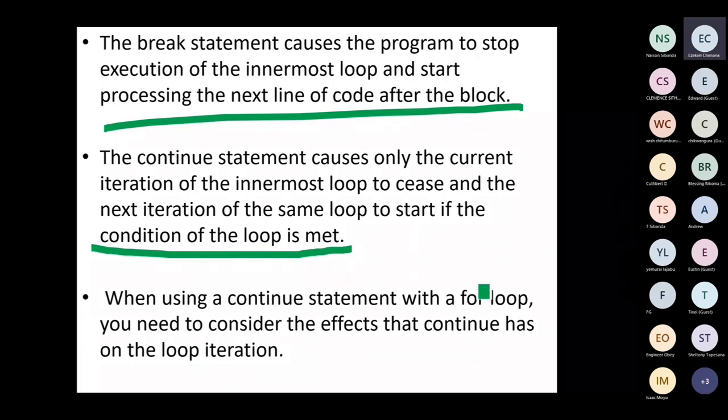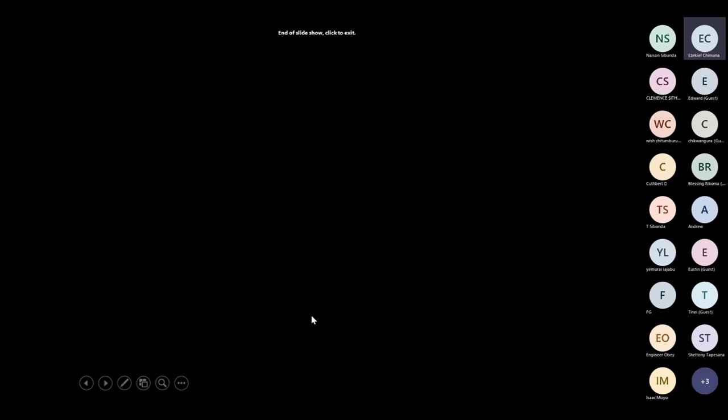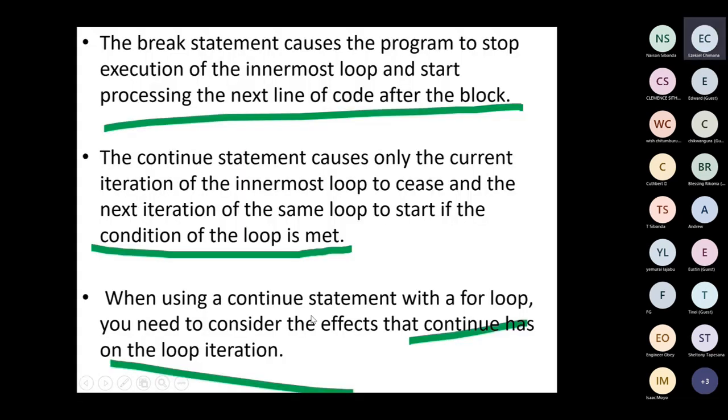When using a continue statement with a for loop, you need to consider the effects that continue has on the loop iteration. So this is the end of flow control in Java programming.